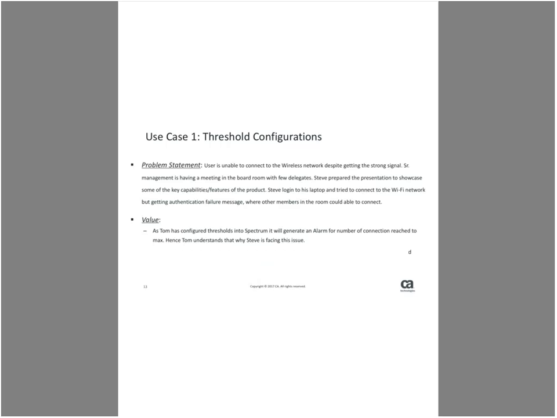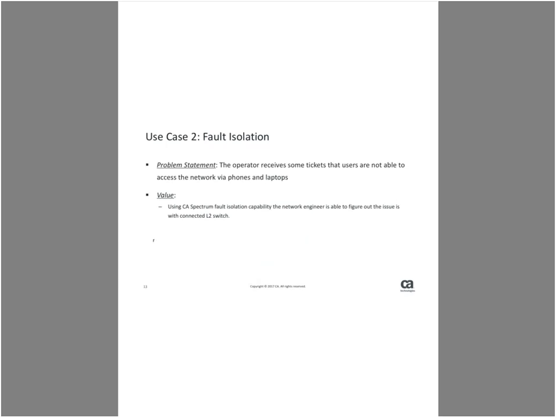Second is obviously fault isolation, which is the bread and butter of Spectrum. In this case, I just wanted to give an example where you receive a ticket that a certain user or set of users are not able to access the network via their phones or laptops. If you're using Spectrum, you don't have to do a lot of troubleshooting. Is it an issue with your access point, or with your wireless network, or is it really an issue with the underlying network which is connecting those controllers and access points?